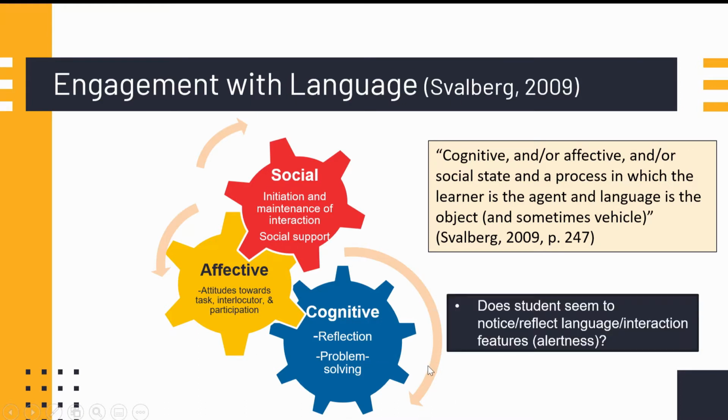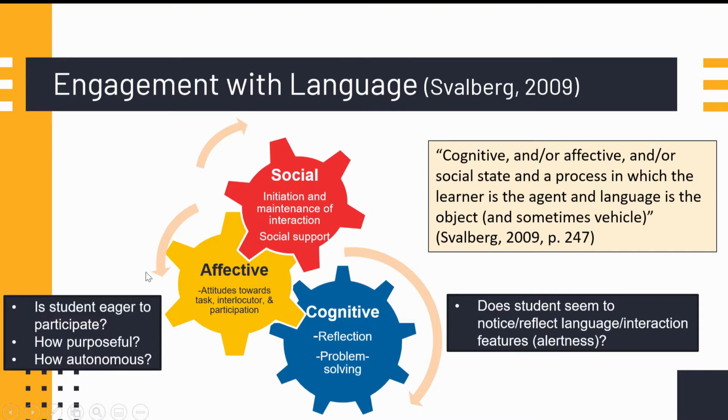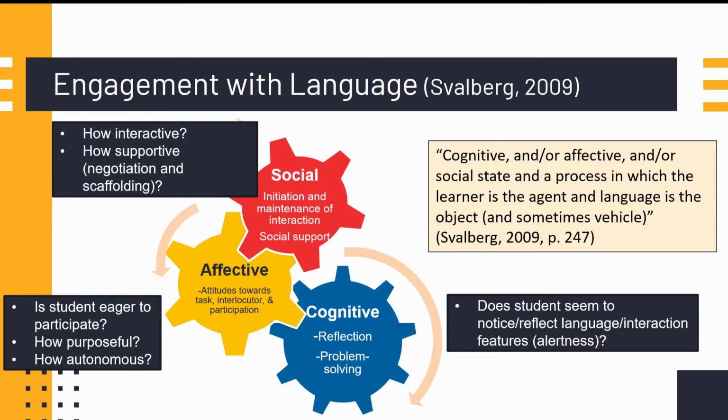From a cognitive perspective, the questions are like, do students seem to notice and reflect on language interaction features? This would be cognitive engagement with language. Affective engagement would be, are the students eager to participate? So it talks about students' emotion. And social engagement would be how interactive they are, how supportive of each other.